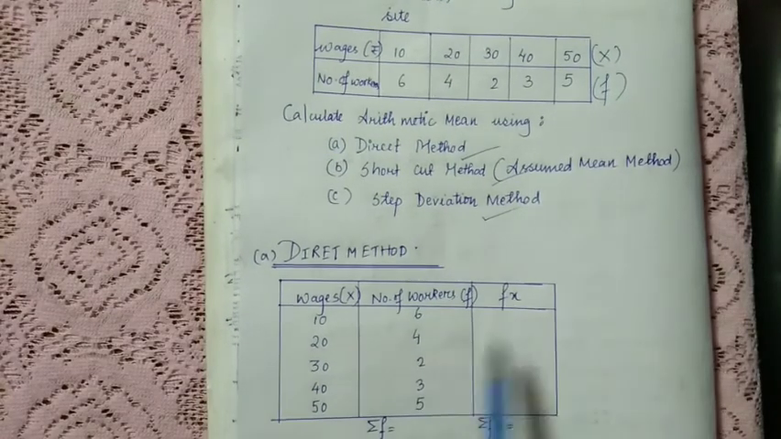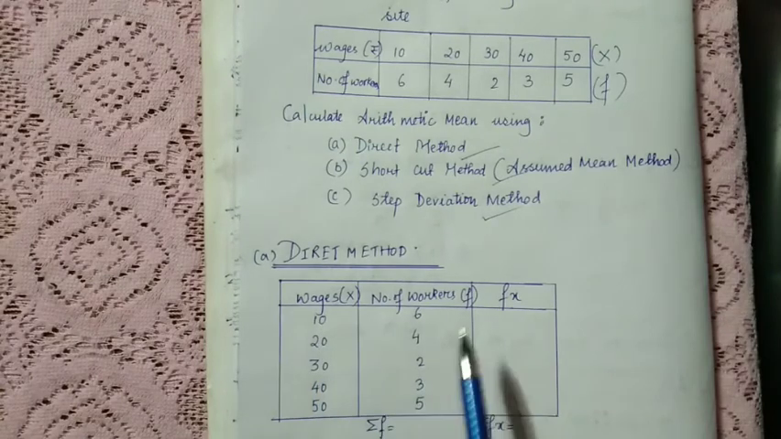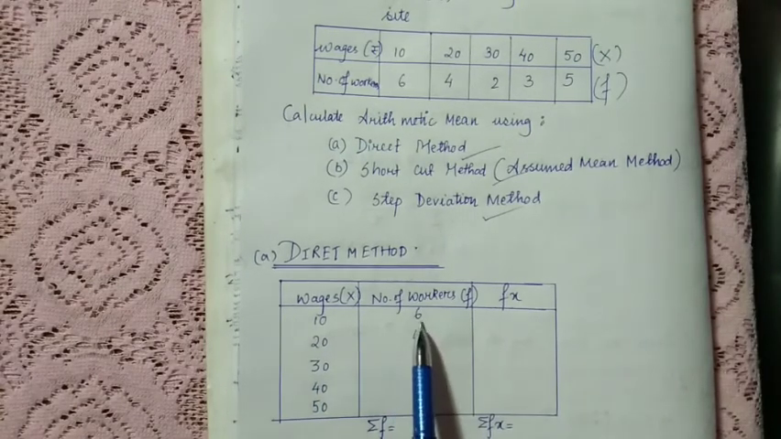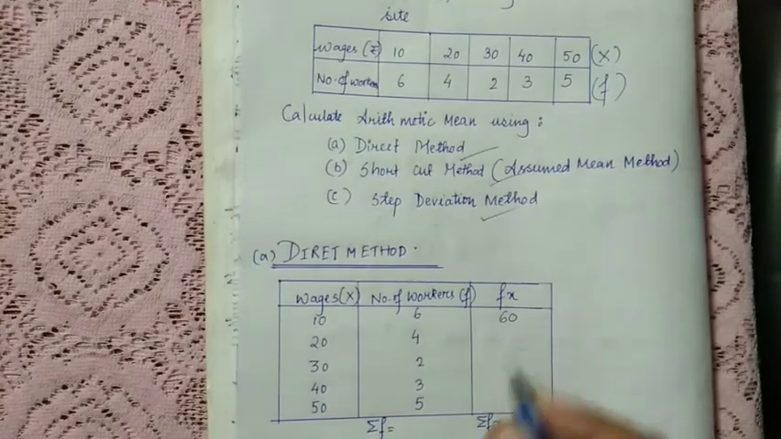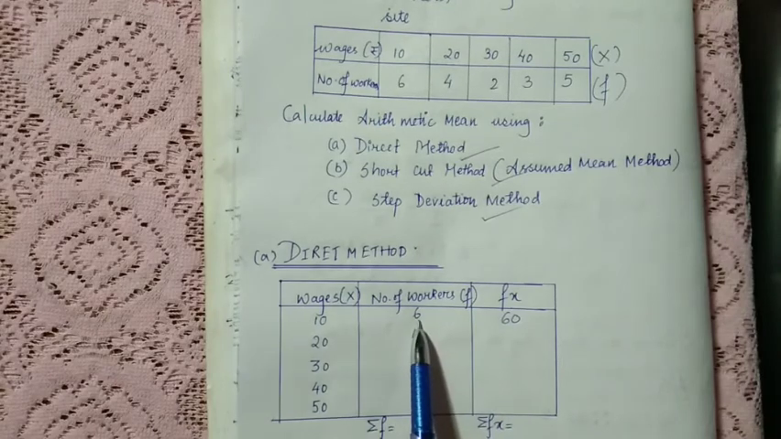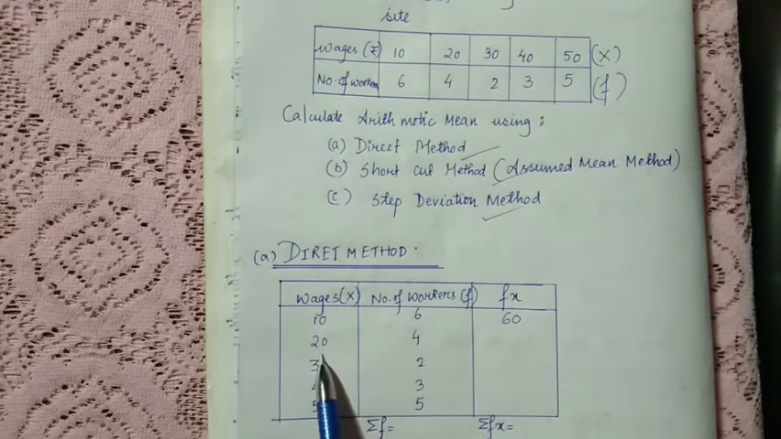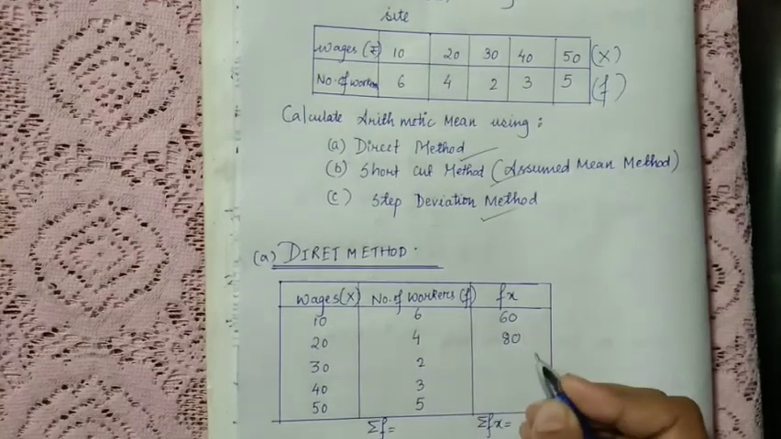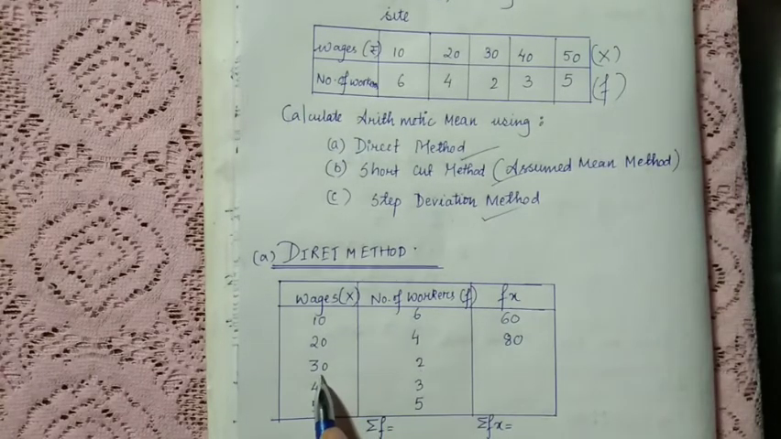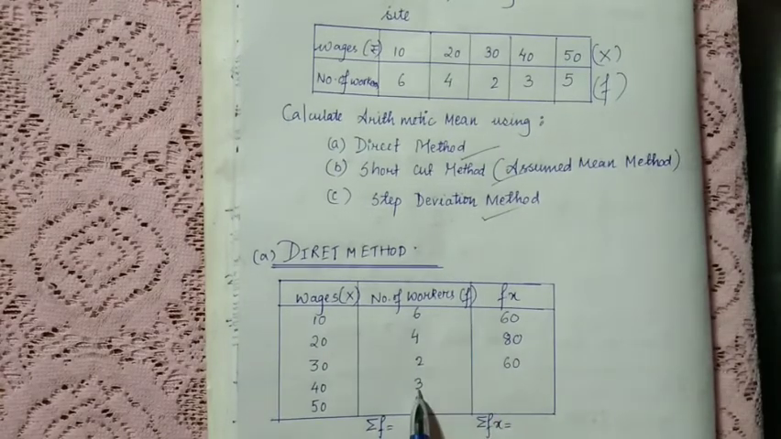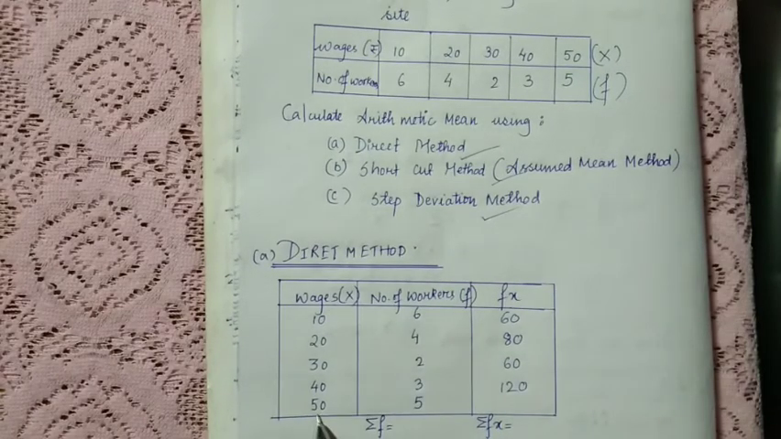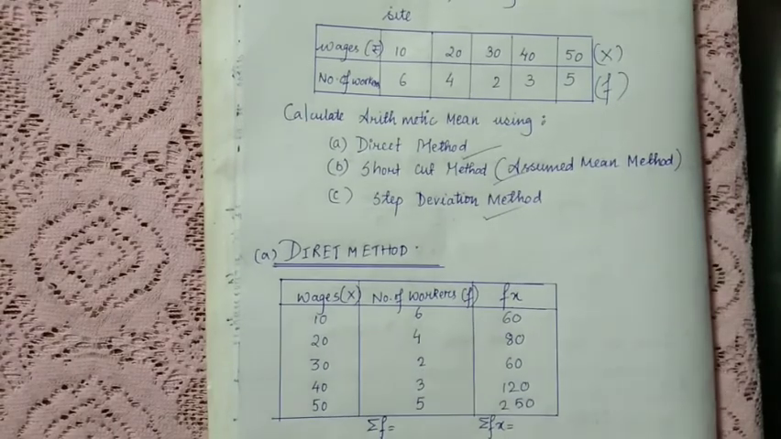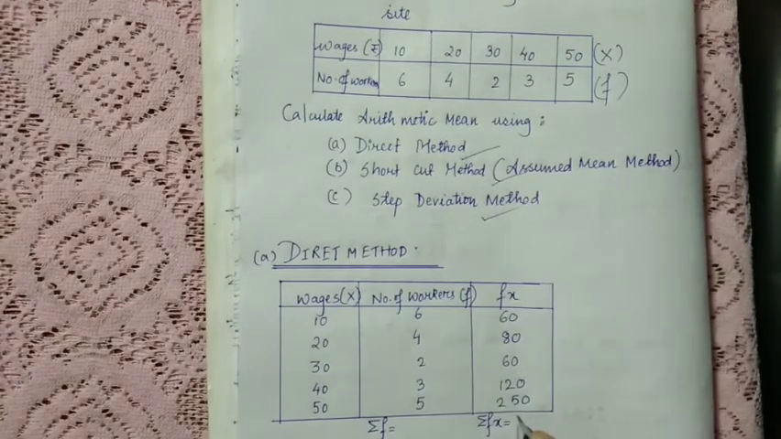Why fx? Because the wage is 10 and the number of workers is 6. So 6 workers are getting 10 rupees each, so the value will be 60. 10 into 6 is 60. You got it? 6 workers are getting 10 rupees, 4 workers are getting 20 rupees, so it will be 80. 2 workers are getting 30, so it is 60. 3 workers are getting 40, so it is 120. 5 workers are getting 50, so it will be 250. So the total, if we do it, will get 570.